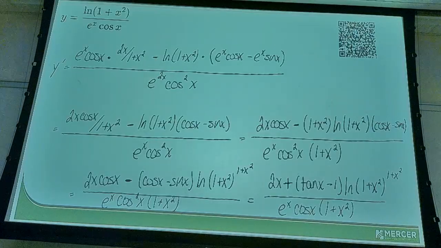Speaking of which, that does only leave one function type left, right? The inverse trigonometric functions. Oh, so x to the x is also implicit. Yes and yes. The technique requires logarithmic differentiation, which requires implicit differentiation.